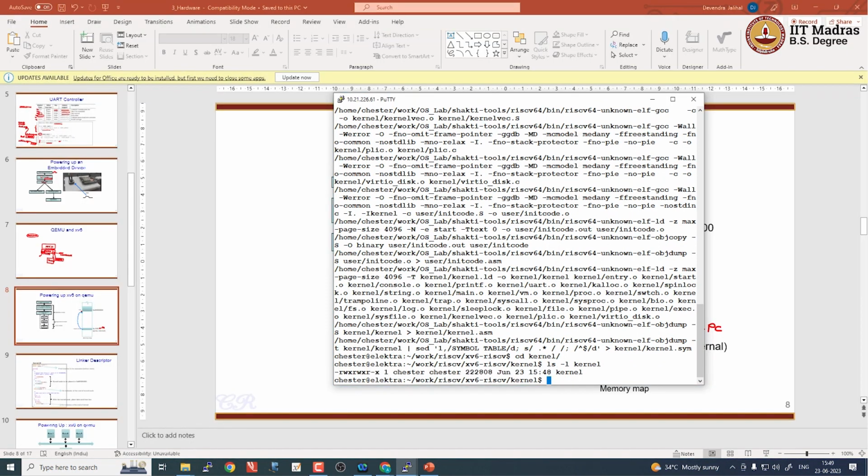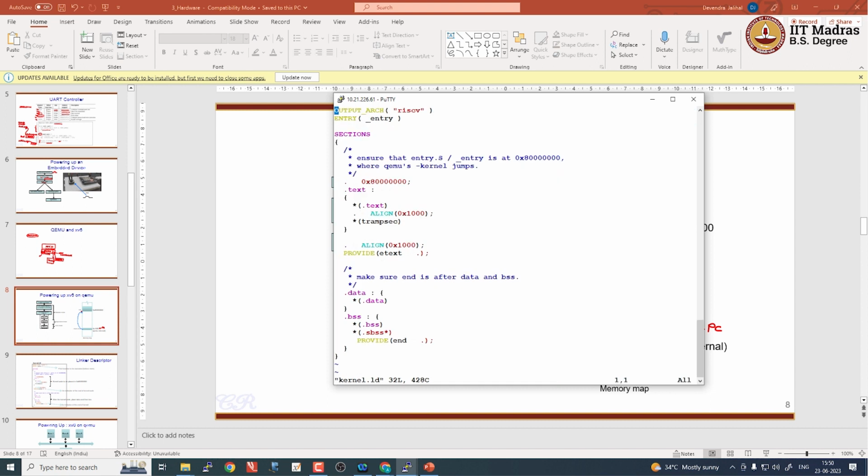The way we go about it is by something known as a linker script. In this particular directory, there is something known as kernel.ld, which is called a linker descriptor file. The linker descriptor file gives a lot of information about how the various parts or sections of your final executable should be placed.